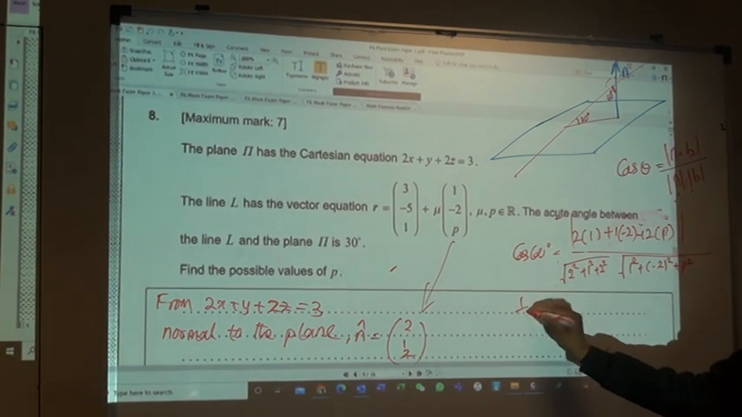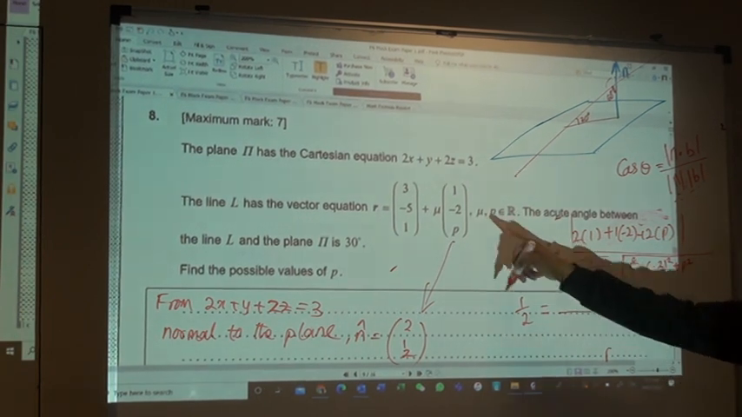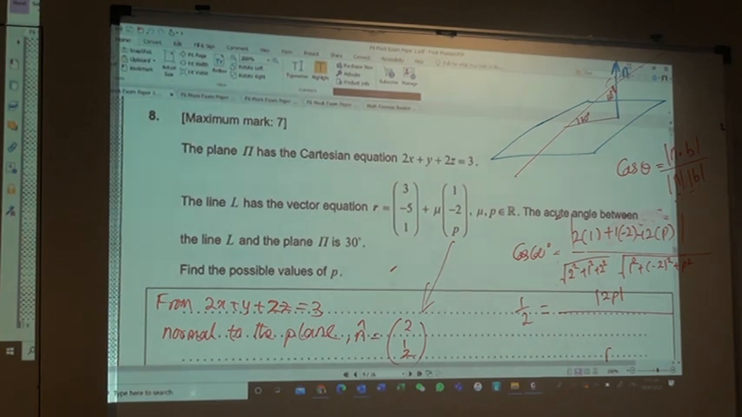Cos 60 is sine 30, 1 over 2. This is paper 2, which means you have your calculator. 2 minus 2 is 0, so you are left with 2p. Again, absolute value, because p is in R doesn't mean p cannot be negative. So you put your absolute value here. We're going to end up squaring both sides anyway, so the absolute value will be gone.